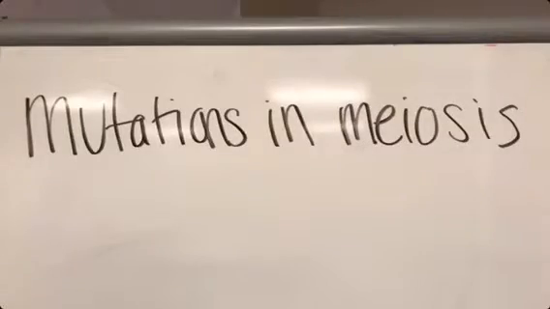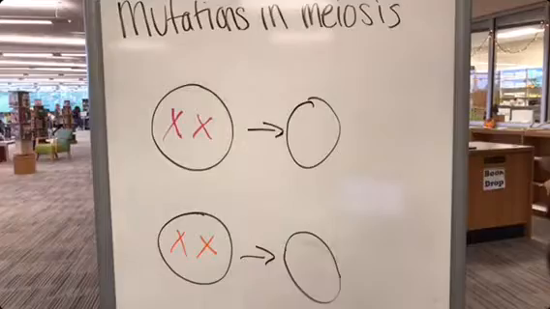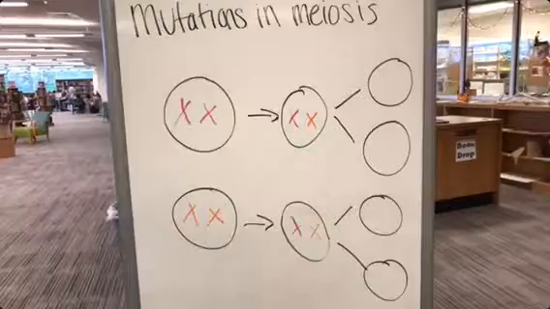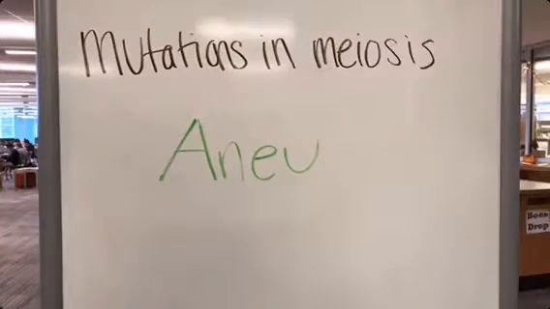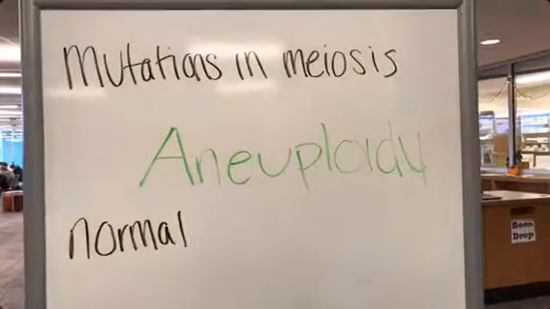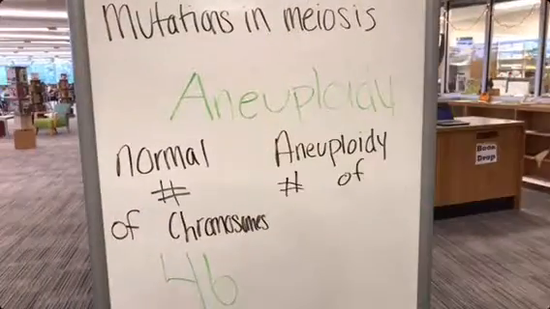Non-disjunction is when a pair of homologous chromosomes do not separate normally during meiosis. The result is that one gamete receives 2 of the same type of chromosome and another gamete receives no copy. Aneuploidy results from the fertilization of gametes in which non-disjunction occurs. Offspring with this condition have an abnormal number of a particular chromosome.